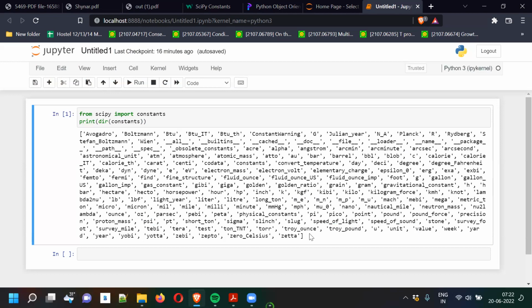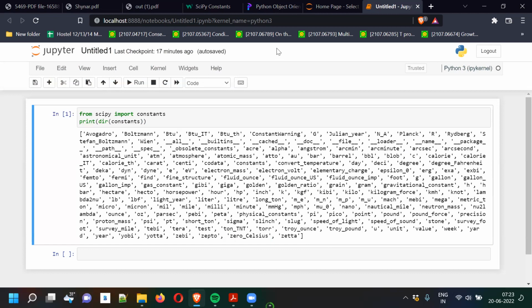Then anything else? Week is there, about a calendar year week, and 0 Celsius. The absolute temperature scale is in Kelvin. So when you say 0 in Celsius, what is it in Kelvin, right? That is the meaning of it. So these are the basic ones which you should know. Others you're free to try.